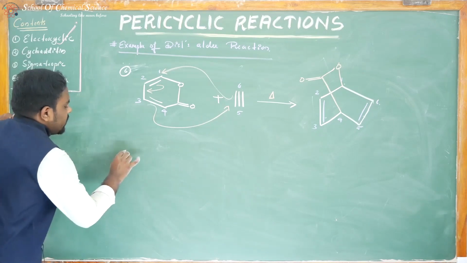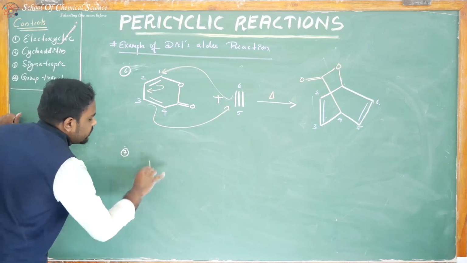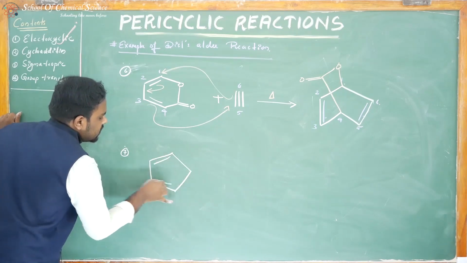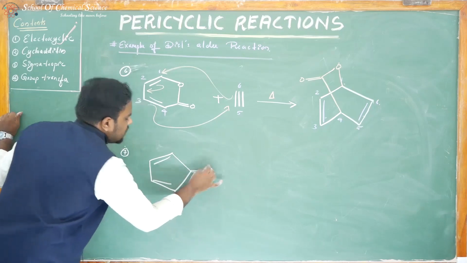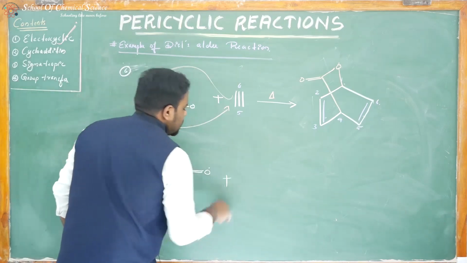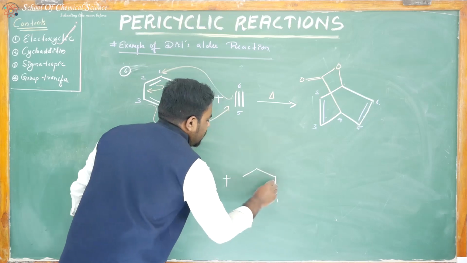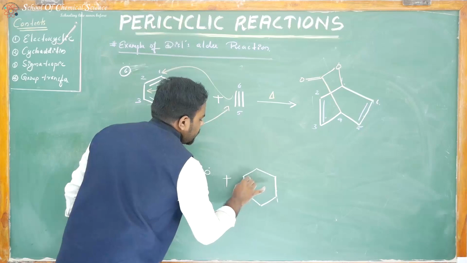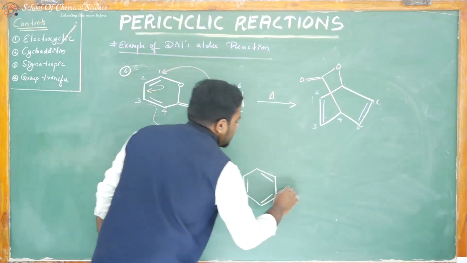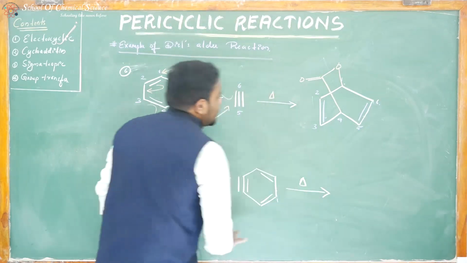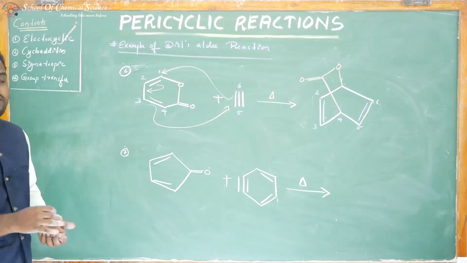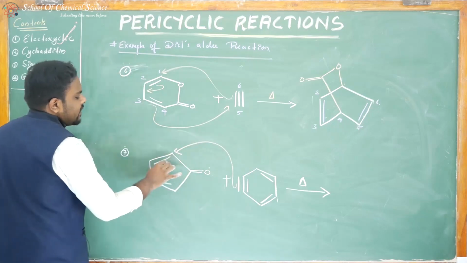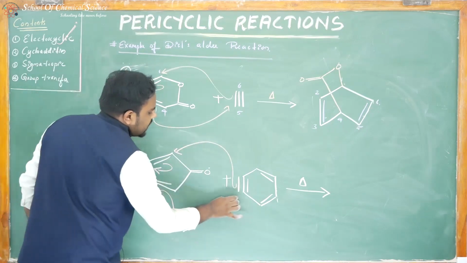Then the seventh example. Another special diene. This will also act as a diene. C double bond O plus, here our dienophile is benzene. The reaction takes place under thermal condition. Benzene is your dienophile. So the triple bond on benzene attacks here, this will move towards here, and this will make a sigma bond here.